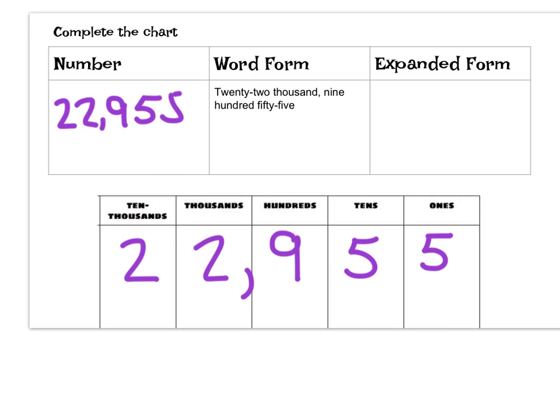Once you have your answer, make sure that you reread word form and look at your number. Check that your answer makes sense. All right, the last thing we have to do is write it in expanded form. So for expanded form, I'm just going to go each unit at a time. 2 10,000s.